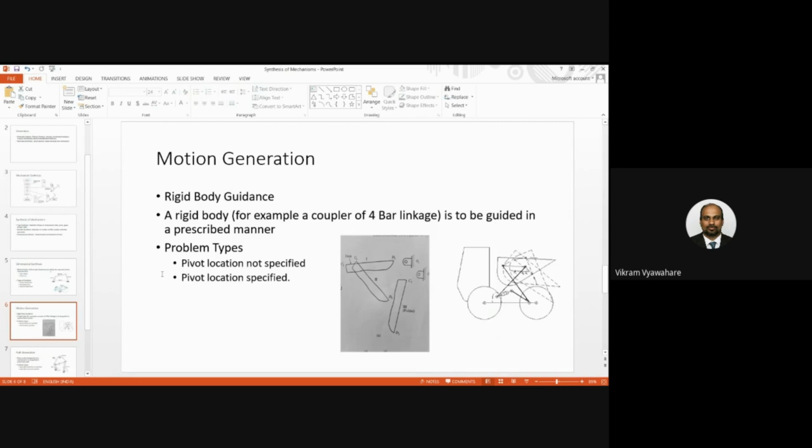So the first type of problem is motion generation. Let us say you know that this is the motion that I want for a particular object, the motion from the mechanism. Usually we will think of the coupler of a 4-bar linkage. Coupler of the 4-bar linkage means the middle link of the 4-bar linkage.